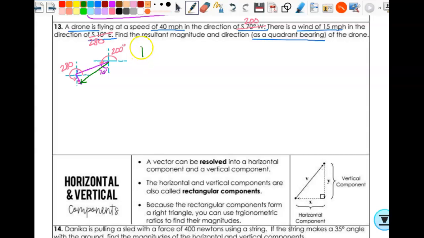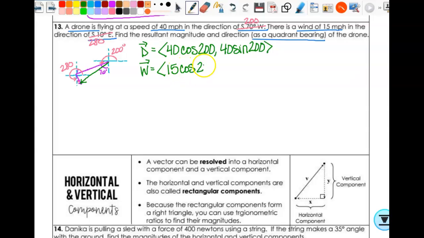So I'm going to start with the drone. It is 40 times the cosine of 200, 40 times the sine of 200. And once again, make sure that the only difference between your x and y components is the cosine and sine. You're not mixing things around. Then we have wind, and that's going to be 15 times the cosine of 280, 15 times the sine of 280. And those aren't special angles, so just type all this stuff in again.